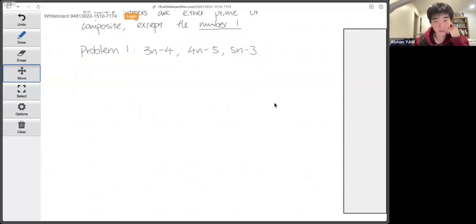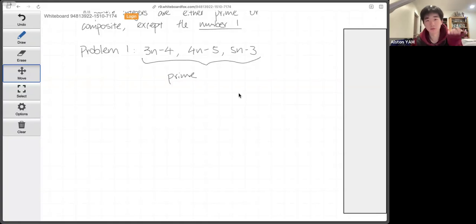So I've copied the problem down. We have 3n minus 4, 4 times n minus 5, 5 times n minus 3. And we want all of these numbers to be prime. I think a good thing to try at the start of basically every problem is just play around with the problem. Try to sub in random numbers and see kind of like what you get, right?